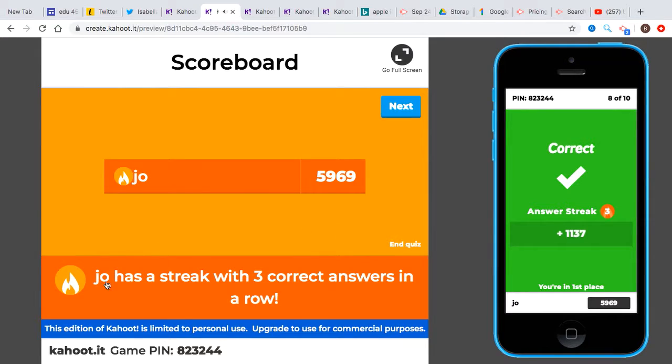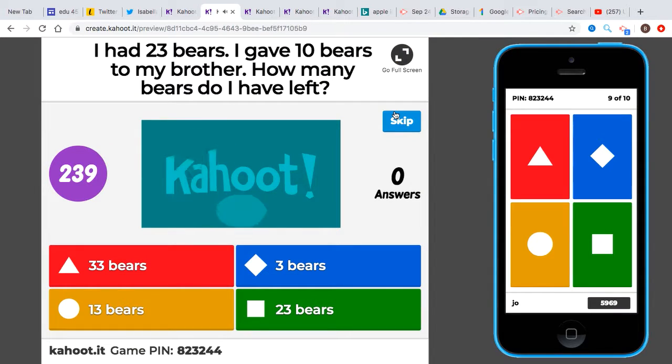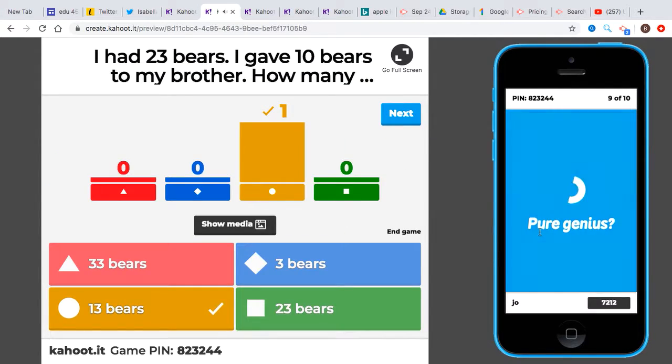And Joe is still, we have a streak of 3 correct answers in a row. Big deal. All right, I had 23 bears. I gave 10 bears to my brother. How many bears do I have left? This is a subtraction problem, and again, we are using the number 10, so this should be a little bit easier for our students. As you can see, I did put other answers that people might have, like if they thought it was an addition problem, they'd probably get 33 bears. I could also kind of trick them with the 3 bears or the 23 bears, but the answer is 13 bears.